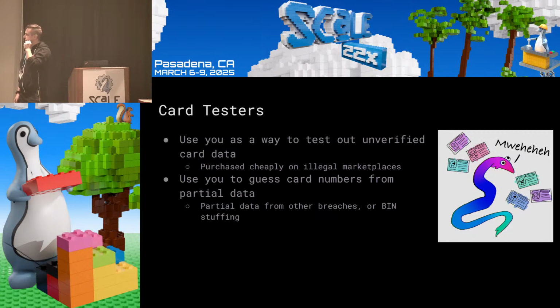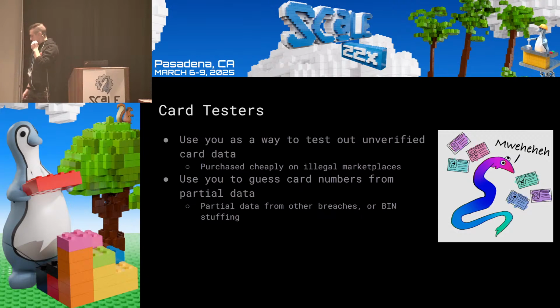So card testers are using you, as an online merchant, as a way to test out unverified card data that was purchased in bulk, right? Maybe it's old, maybe it's cobbled together from previous breaches, but this is a boringly commoditized criminal enterprise, where you run a bunch of unverified card details against the naive merchant, and then you take the attested data and sell it for more.